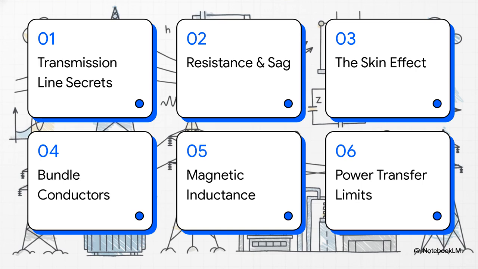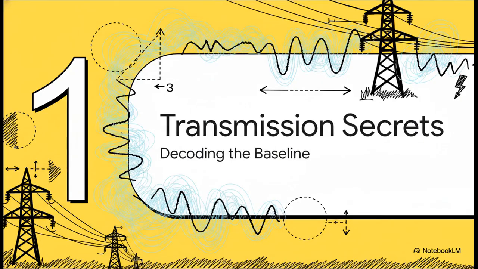Okay, let's look at our roadmap for today. We'll uncover the secrets of transmission lines, look at resistance and the sag phenomenon, and then dive right into the hidden skin effect. From there, we'll check out the engineering fix, bundle conductors, explore magnetic inductance, and finally hit the absolute maximum power transfer limits. Let's jump right into Part 1, Secrets of Power Transmission Lines.